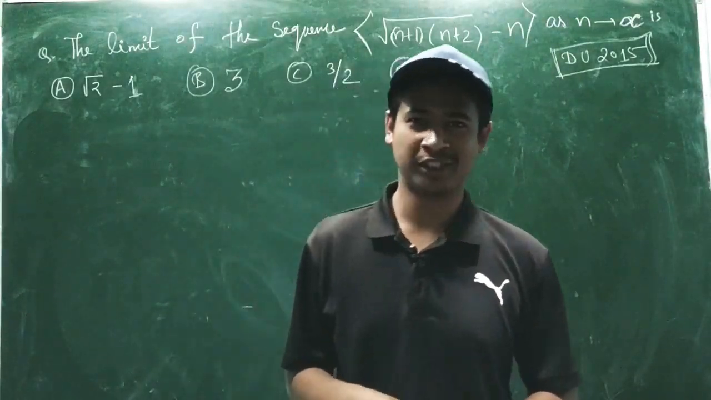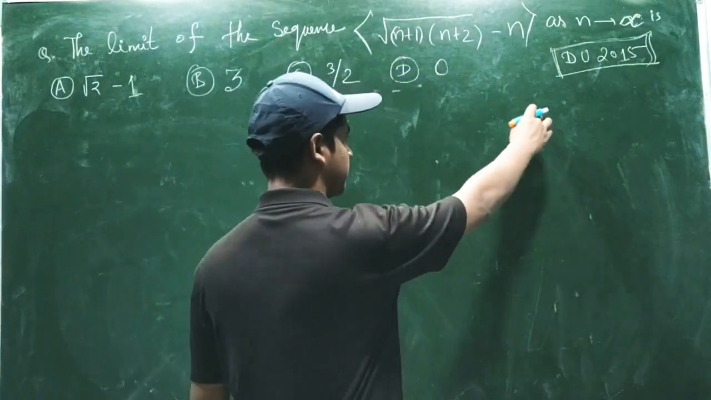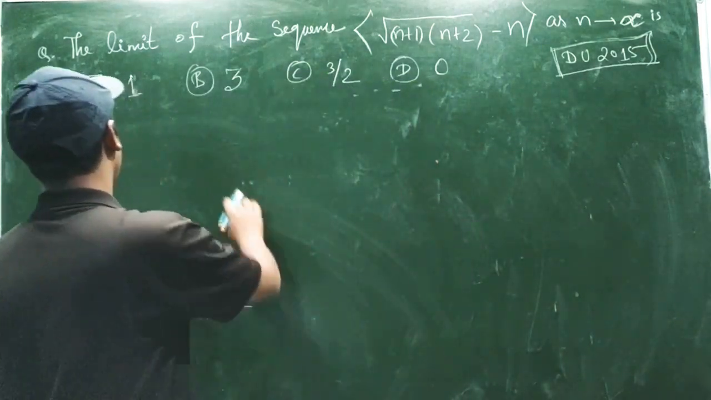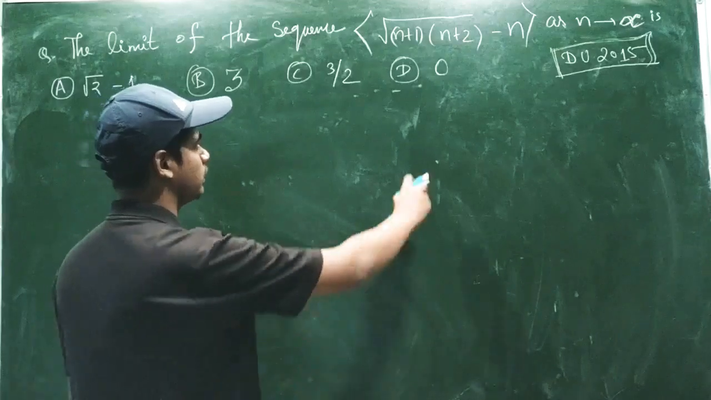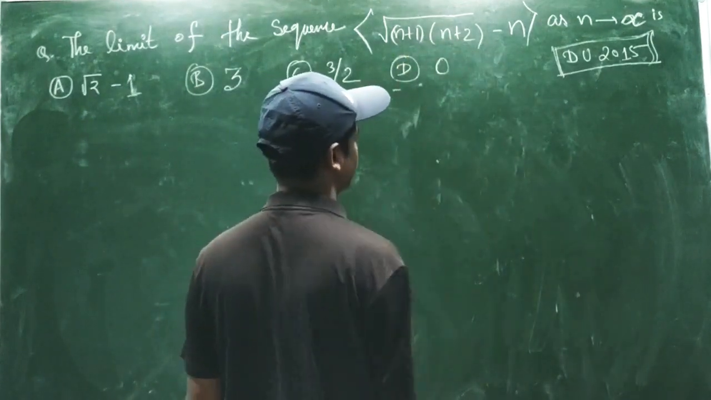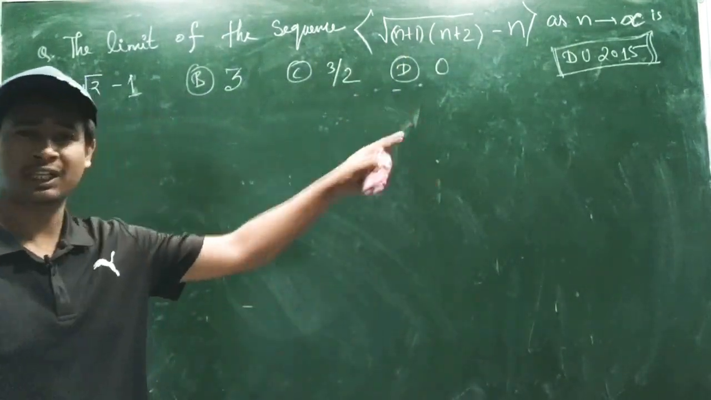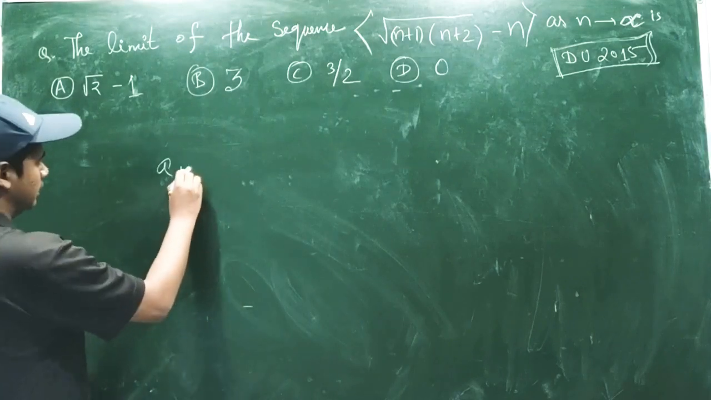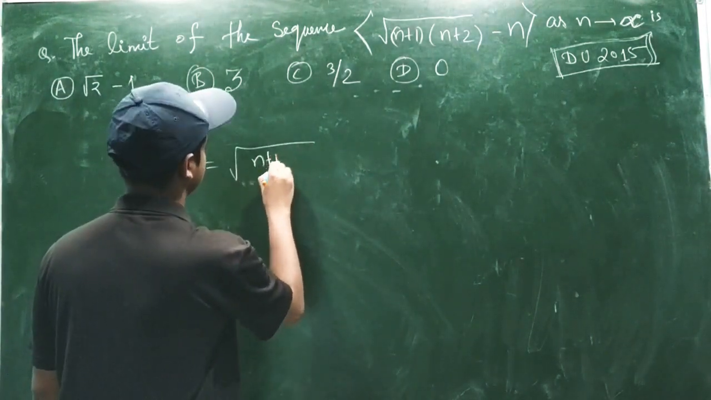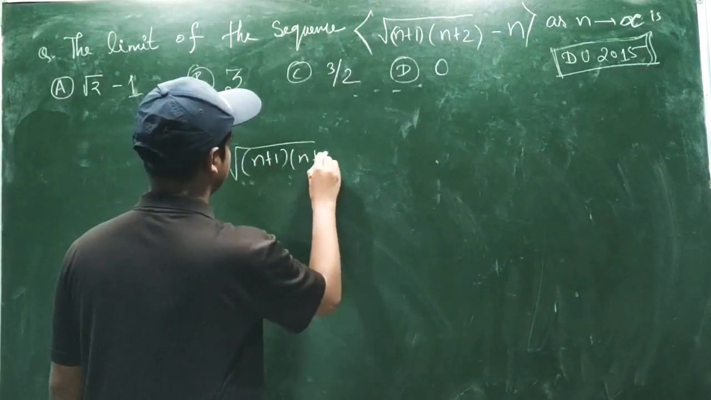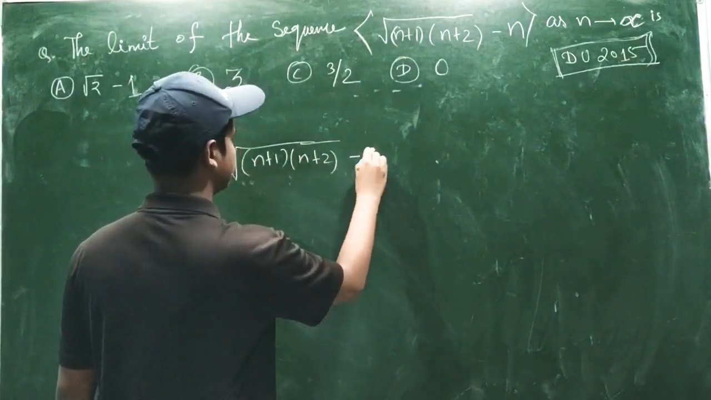Hello everyone, from sequence and series part, Delhi University entrance exam 2015. Question is, the limit of the sequence root over (n plus 1)(n plus 2) minus n as n tends to infinity. So take the sequence a_n, so a_n equal to root over (n plus 1)(n plus 2) minus n.